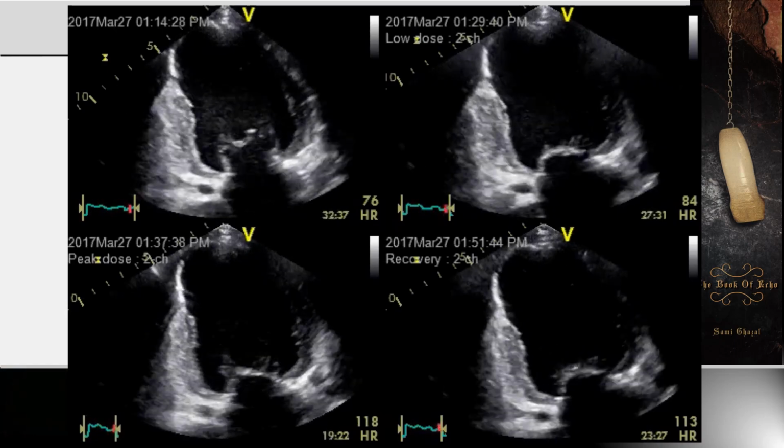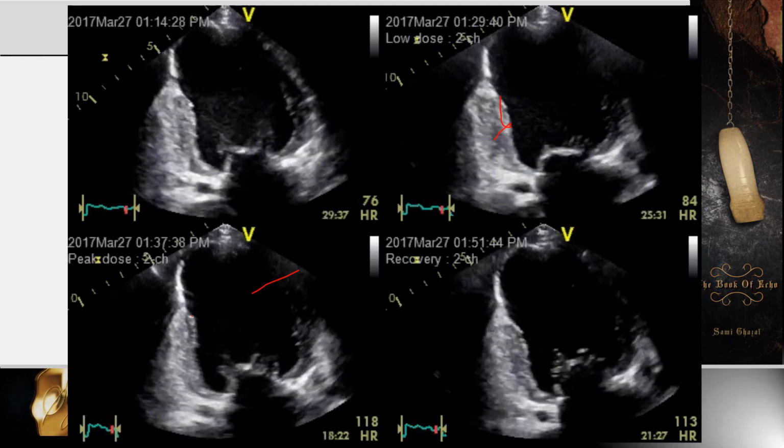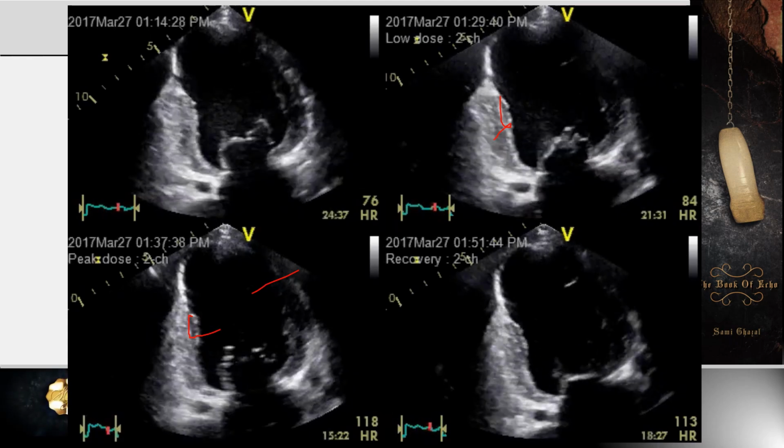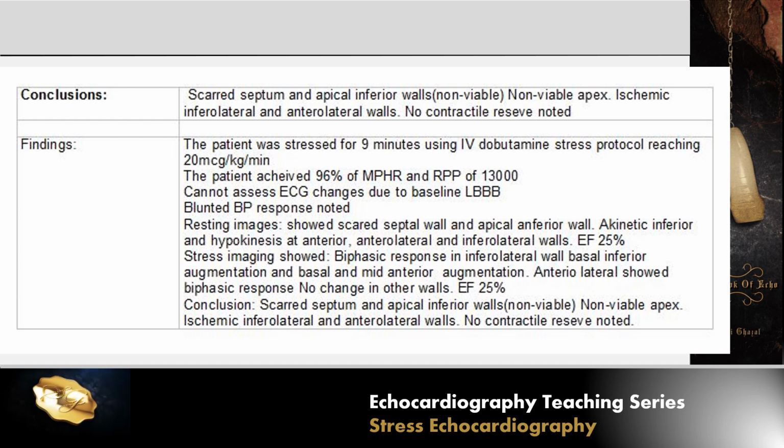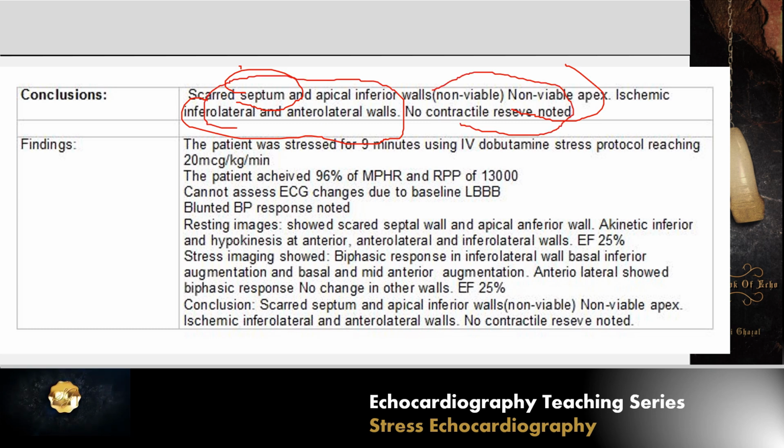Okay, inferior wall, not much improvement, the same. Anterior, the same, not much change. So the conclusion, or they reported this study as scarred septum, non-viable apex, ischemic infralateral and anterolateral walls, and there is no contractile reserve. So we said contractile reserve is an increase of more than or equal to 5% in EF, and this is something very important and has a lot of prognostic value.